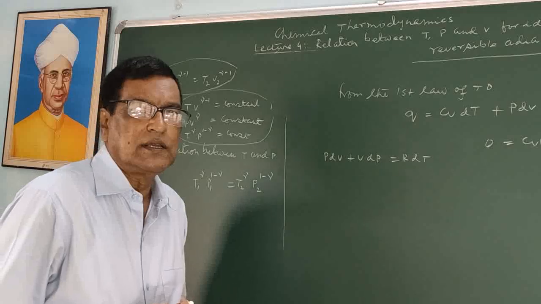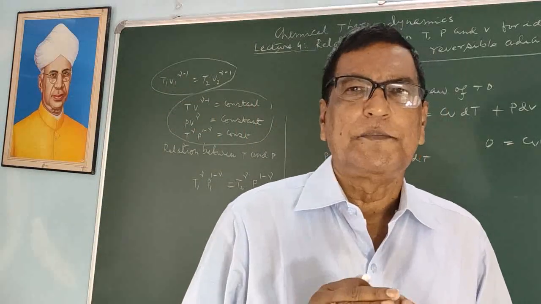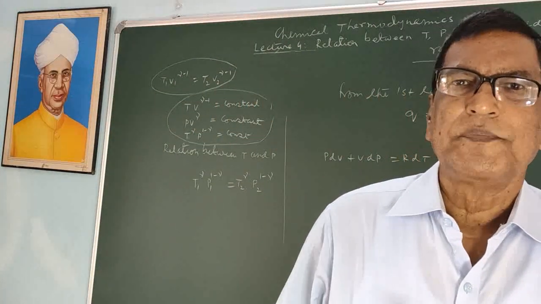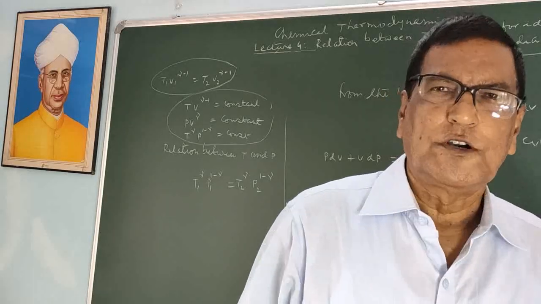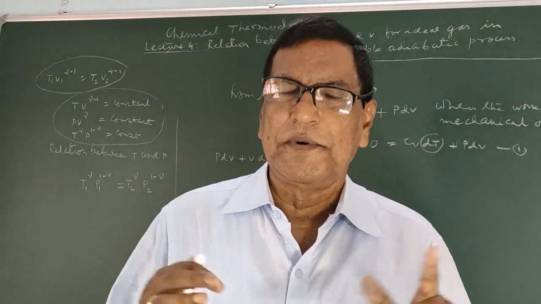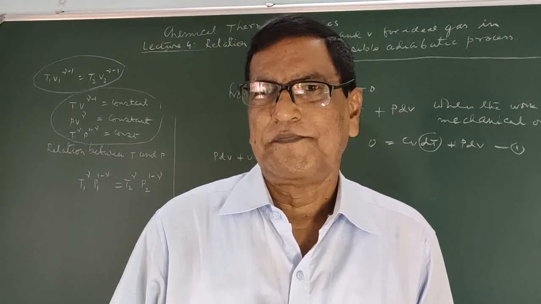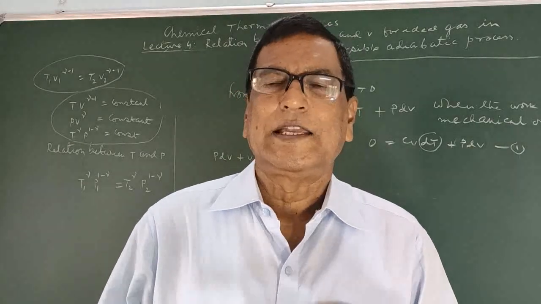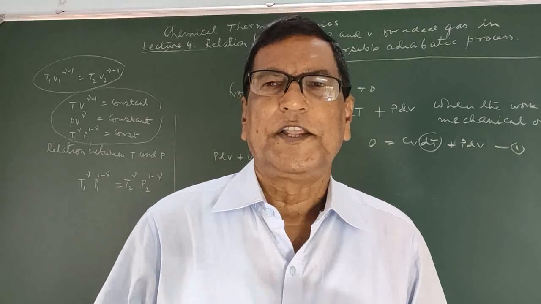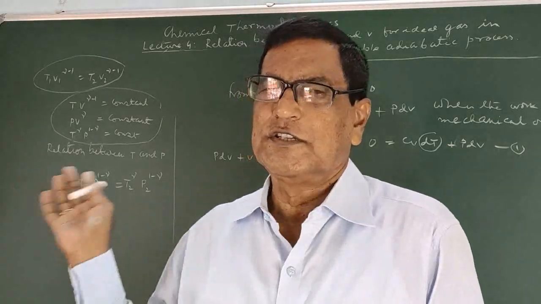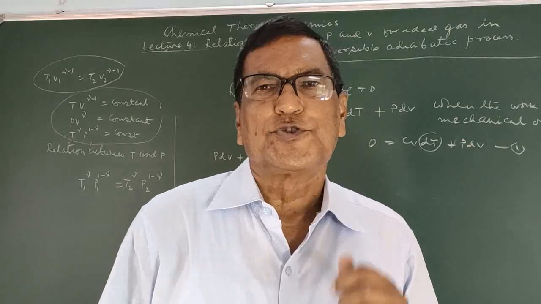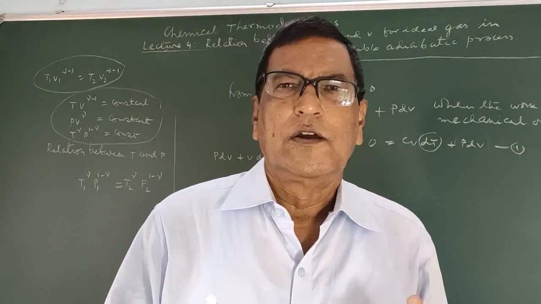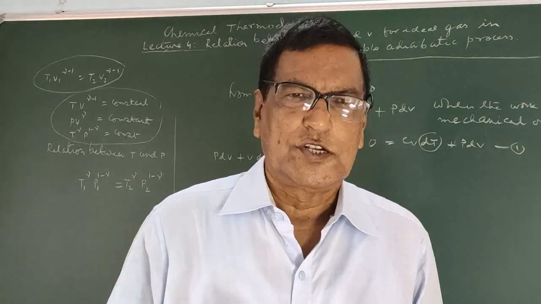These are the three relations to be found between temperature and pressure, temperature and volume, and pressure and volume for this ideal gas in a reversible adiabatic process. These relations are very helpful, and in the next lectures I can show how these relations could be used in different calculations or derivations.